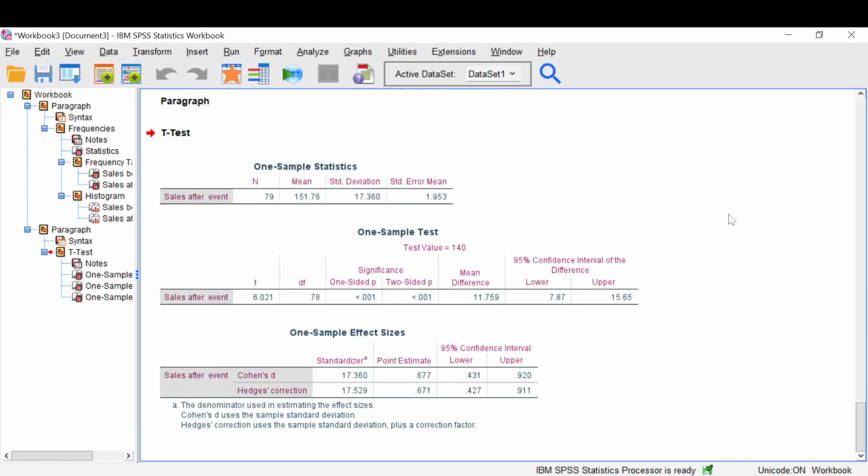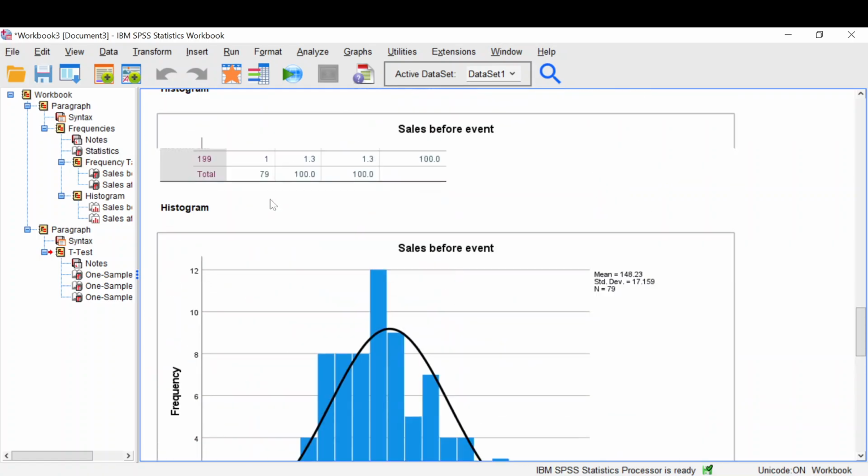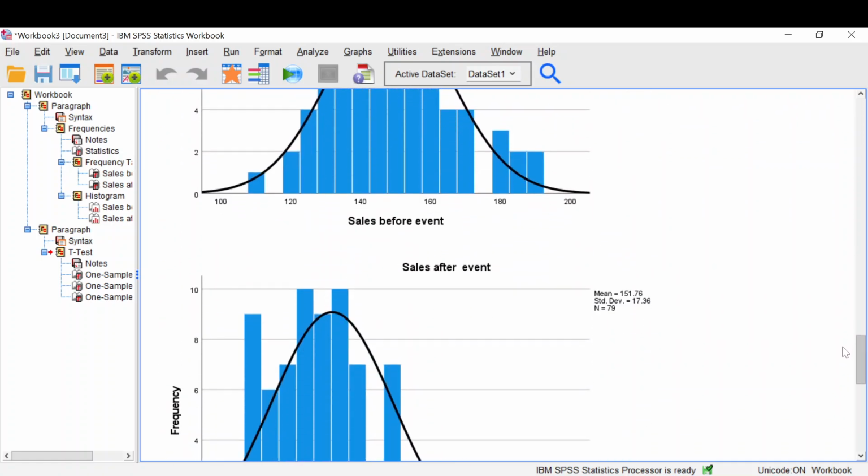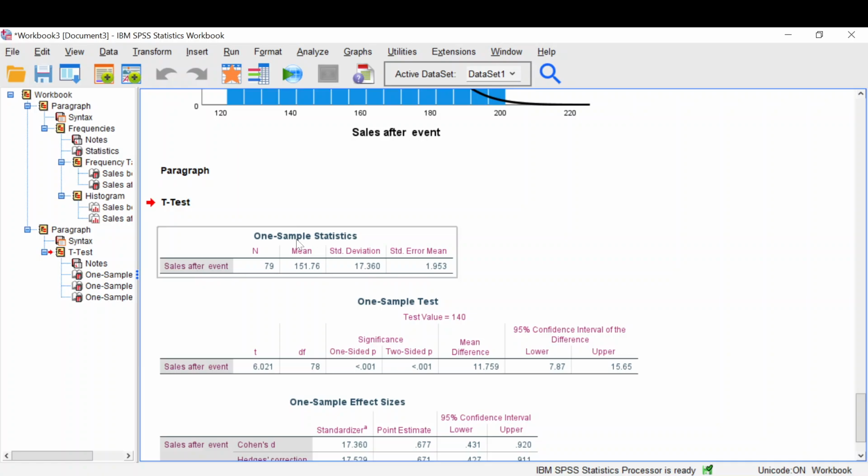And this is our output. So here we can confirm a few things. First of all, our N matches with our N from our frequency analysis. So we know that we have 79 respondents, or 79 observations in this case. And here we can also see that our sales after the event was a mean of 151.76. It's important that since we're talking in terms of units sold, that this number is rounded. So we'll round up in this case. So we'll say that we sold an average of 152 units after our event took place.